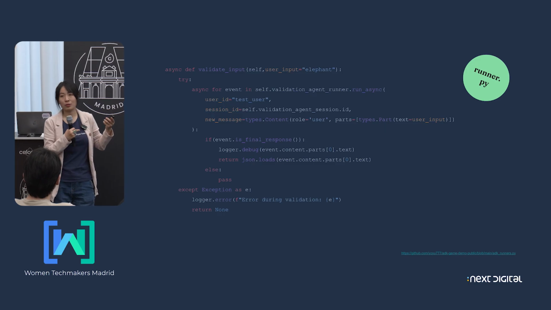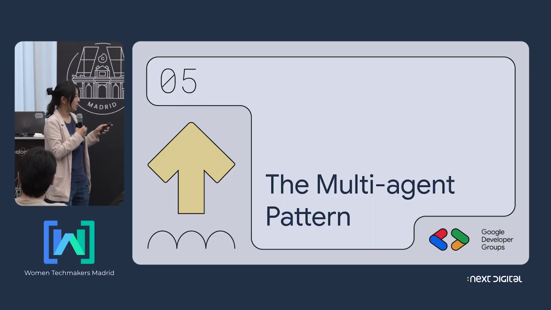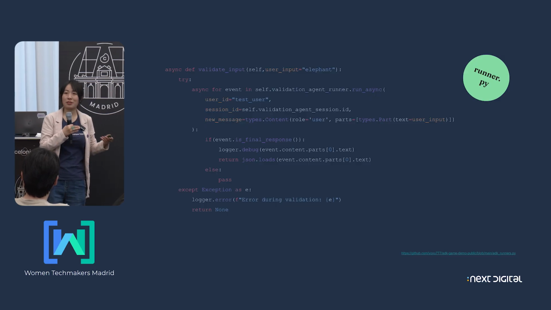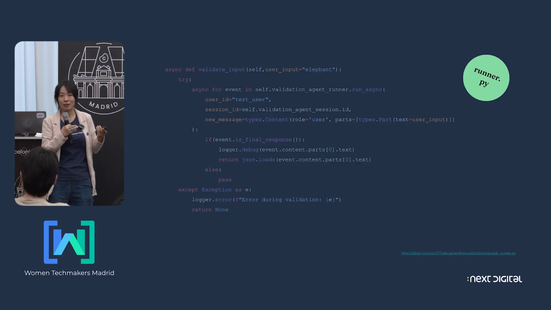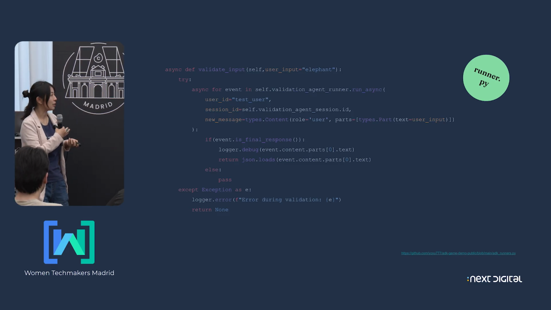So this is almost the entire code for the simple validation agent. And as you can see, while it's not super straightforward, especially if Python is not your day-to-day language, it's still relatively simple to do the whole thing.